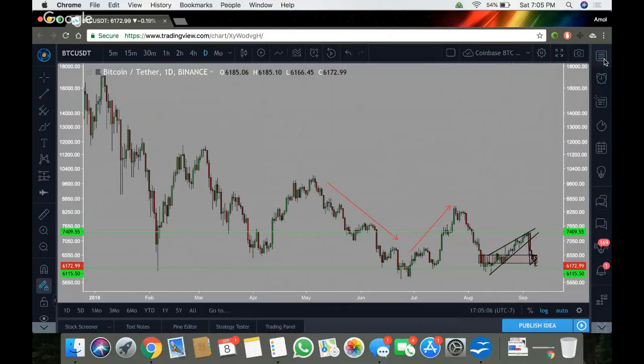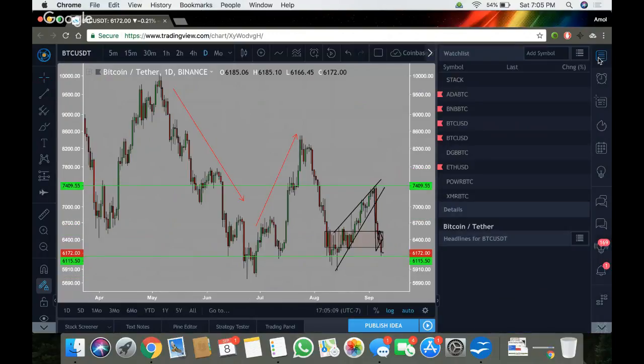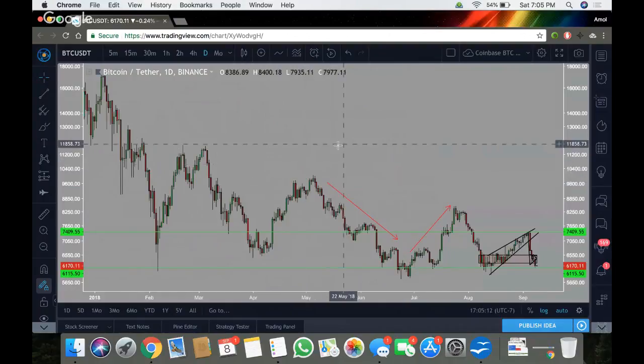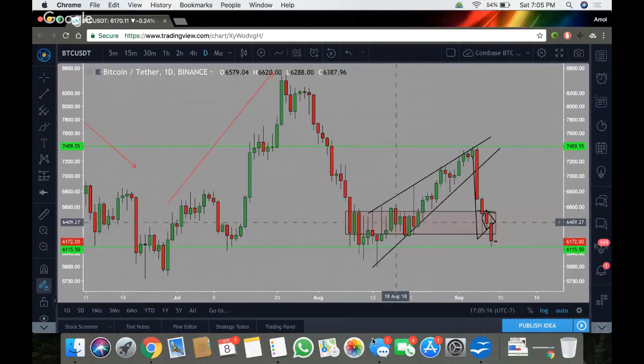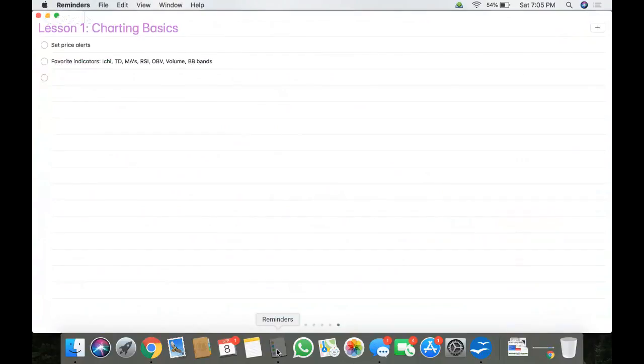And then you'll get an alert on your screen showing, either over here or popping up in the middle of the screen, that the price reached your alert, okay? All right, so different indicators. Let's pull that up.